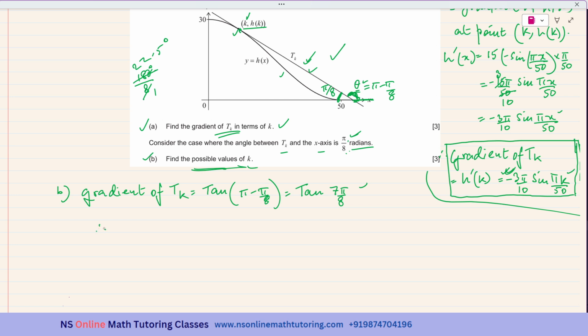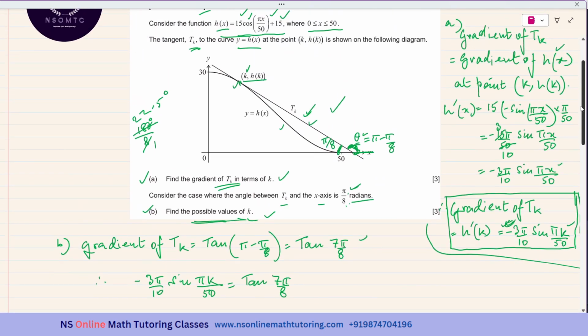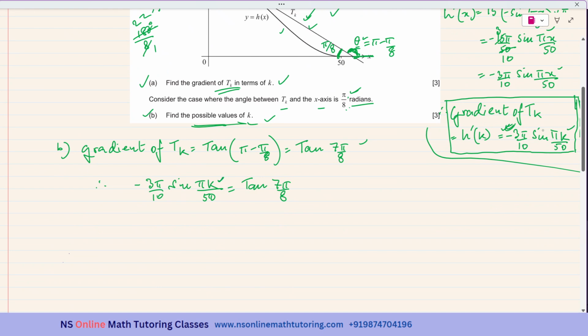So therefore, let us write this part first. Negative 3 pi over 10 sine pi k over 50 is equal to tan 7 pi over 8. And we have to find the value of k. Do not use nsolve, because nsolve will be giving you only a single value. You need more than one value for k. So let us go for graphs. And of course we have to use x in place of k because we will be graphing.